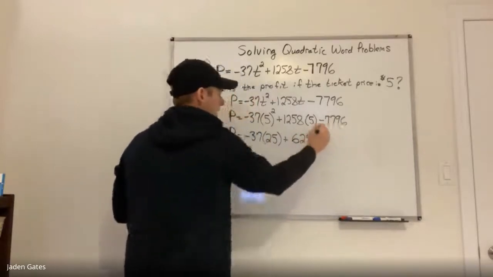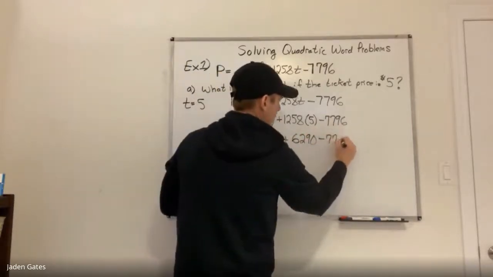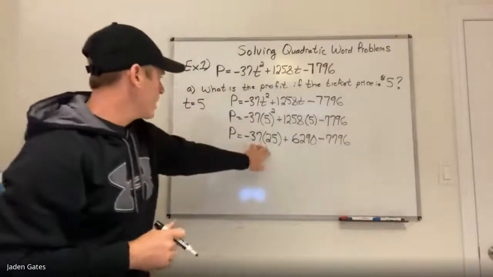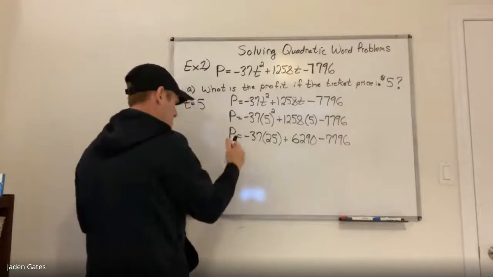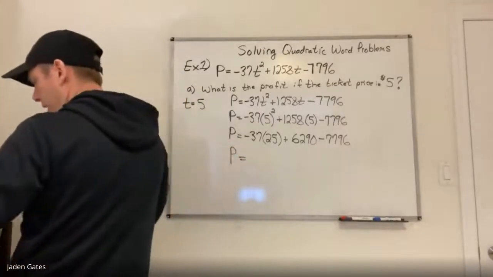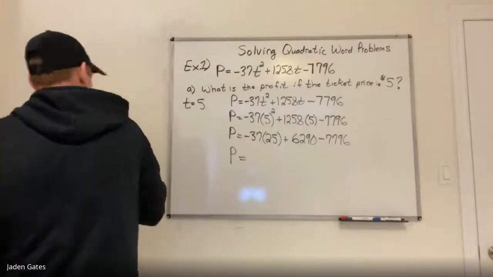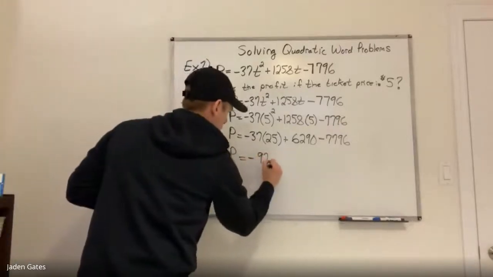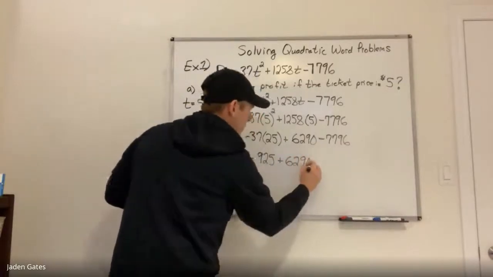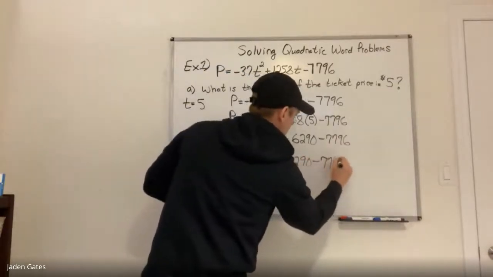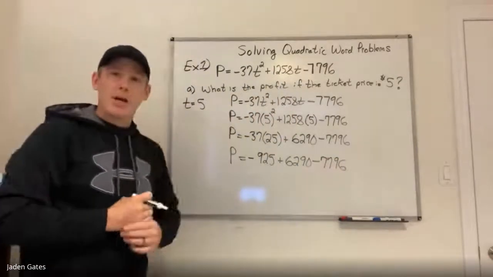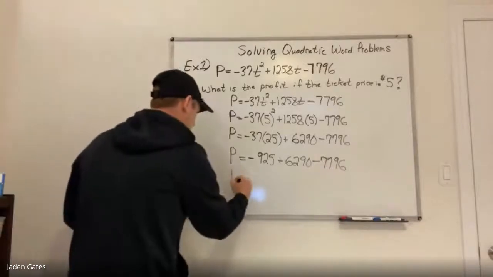And then again, I have this minus 7,796. All right, still just number crunching. I can multiply these numbers here. Easy for me to do. All right, so negative 37 times 25 is minus 925 plus 6,290 minus 7,796. All right, again, I already got P by itself. That's great. Don't have to do anything crazy here.